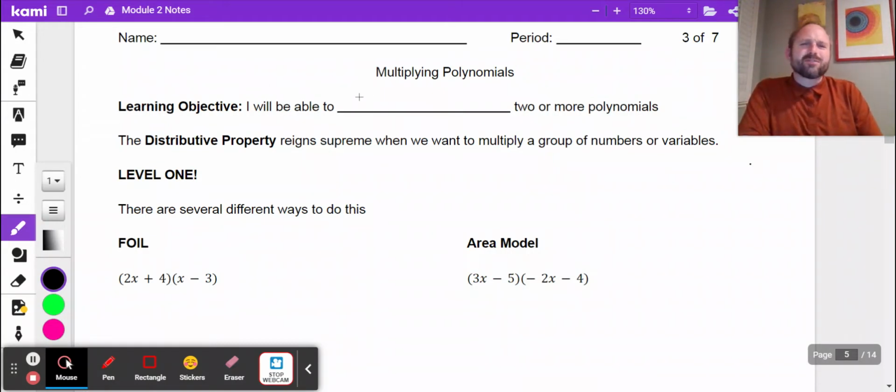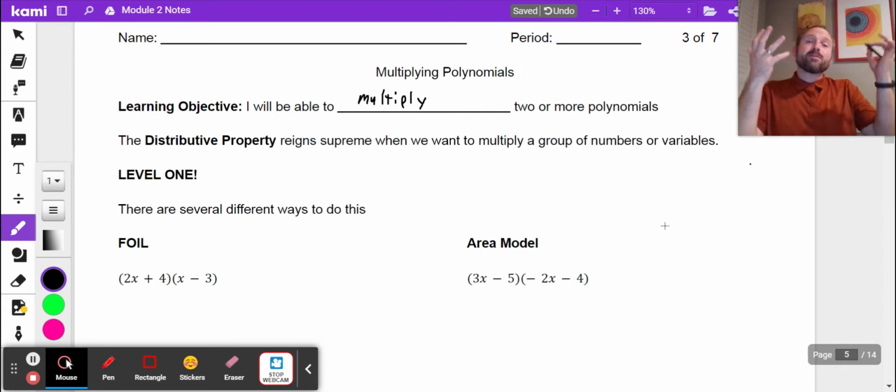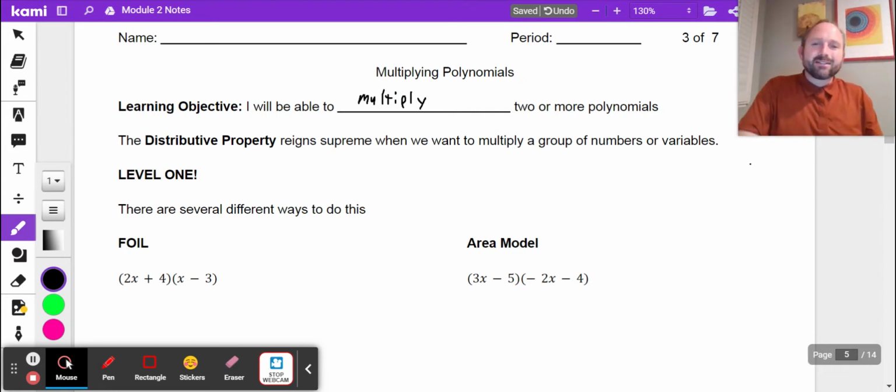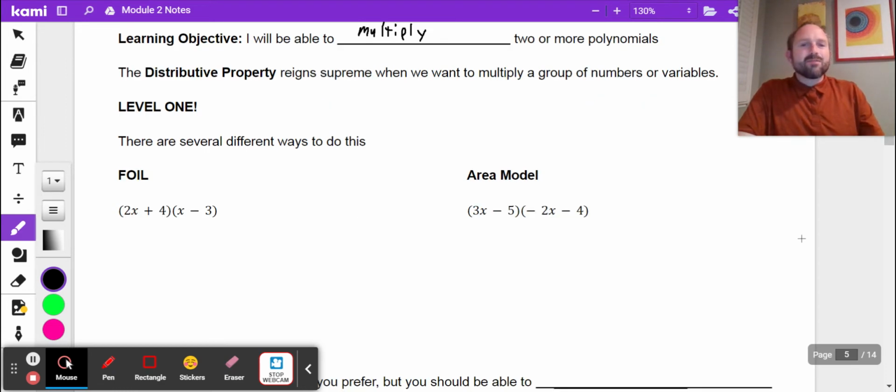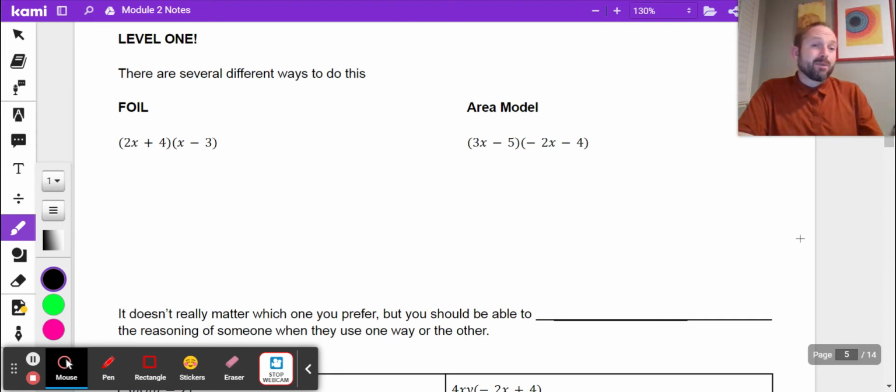Our learning objective for today is to be able to multiply two or more polynomials. The distributive property reigns supreme when we want to multiply groups of numbers or variables. Just remember, we're using a fancy version of the distributive property. For example, we have two ways we normally do it: the FOIL and the area model.